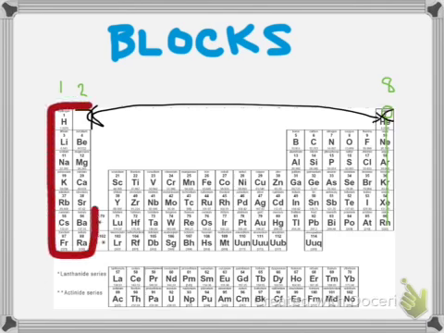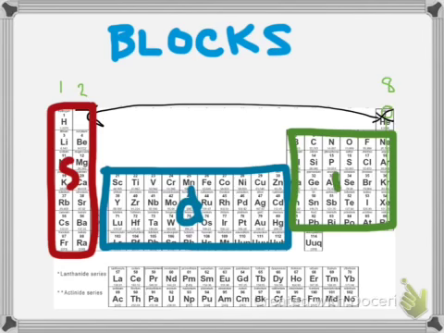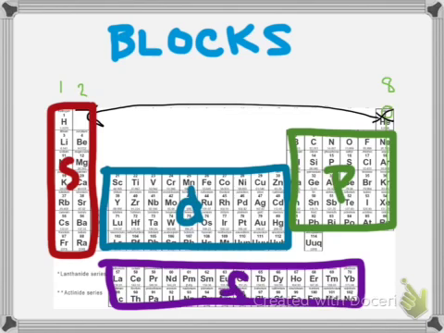The 4 blocks that you need to know are outlined in red. There is the S block. Outlined in blue are your transition metals. That's the D block. In green is the P block. And down there in the bottom is the F block. Okay, it's important that you know those blocks.